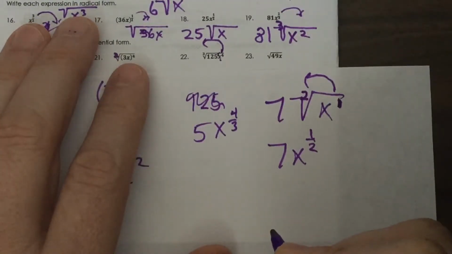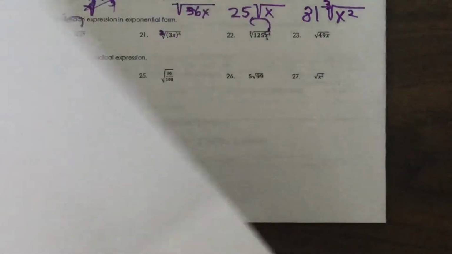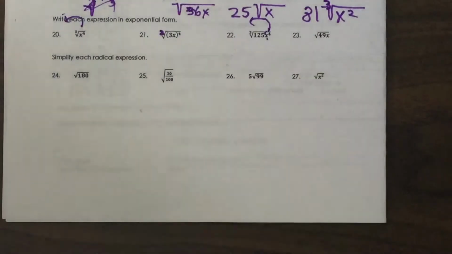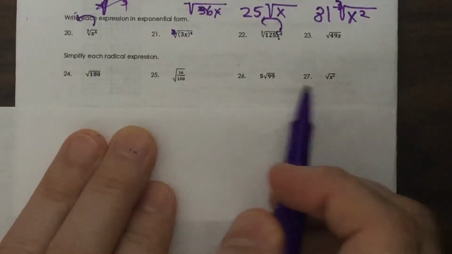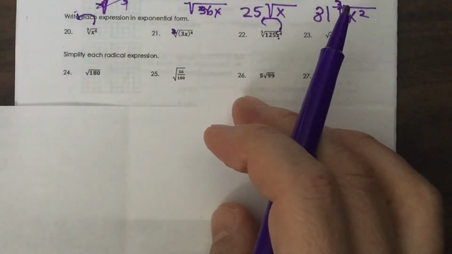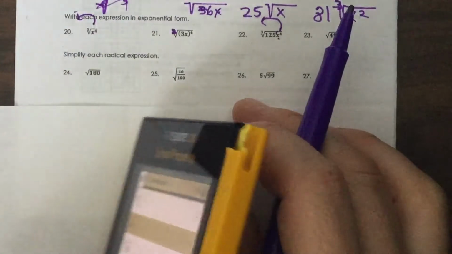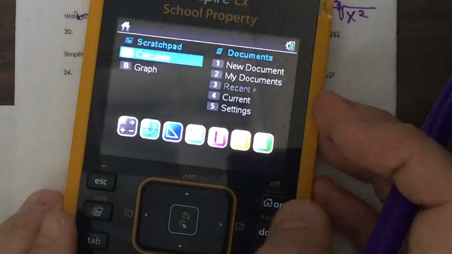So let's take a look at the next one. Next section, we're going to simplify each radical expression. So we have, and this is all calculator again, most of it is. We have square root of 180. Actually, I'll take it back. It's not, only if it's a perfect square is it all calculator. But we can do some of this.